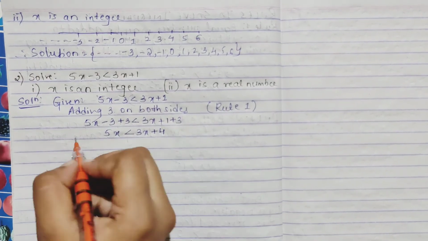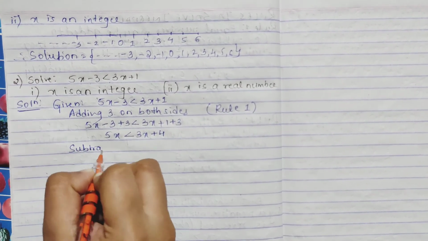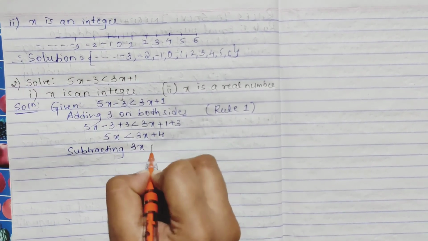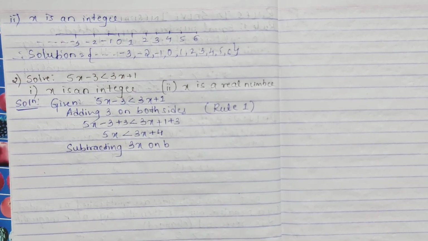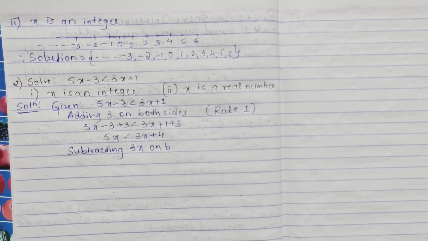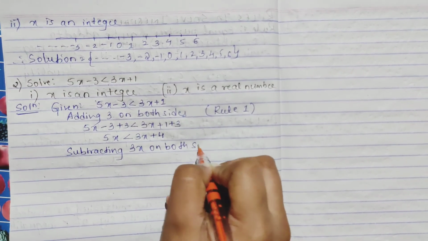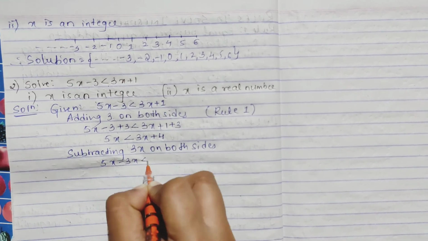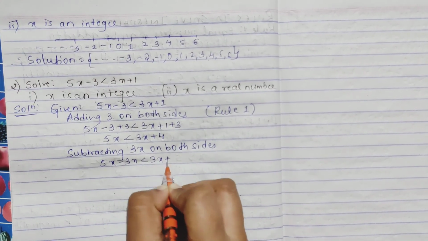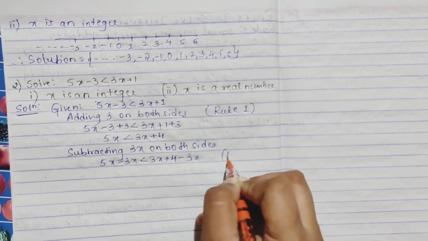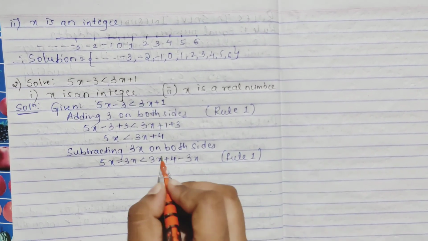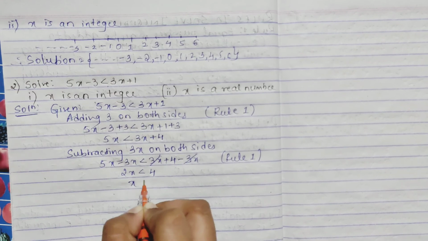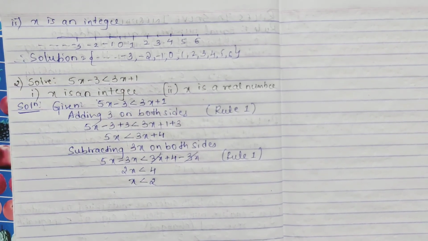Now what I'll do is subtracting. Okay, subtracting, because we want our x value, right? Subtracting 3x on both sides. Same, your rule 1 only, right? 5x minus 3x less than 3x plus 4 minus 3x. Even here if you want, you can write your rule 1. So again your plus 3x minus 3x get cancelled. Here you will be having 2x less than 4. So your x is less than 2, right? Your x is less than 2.